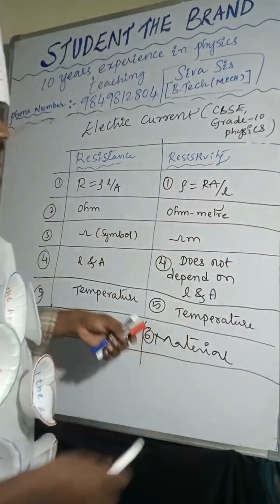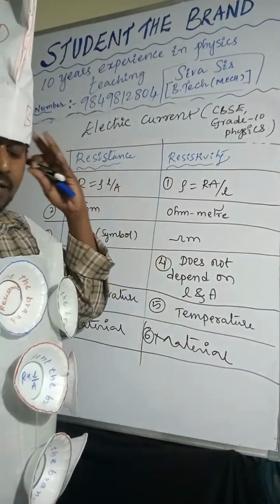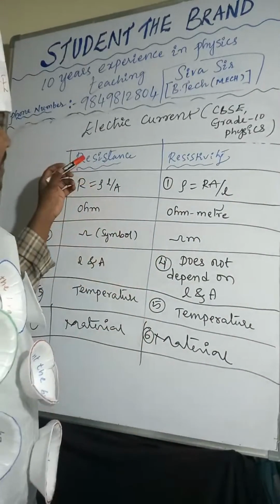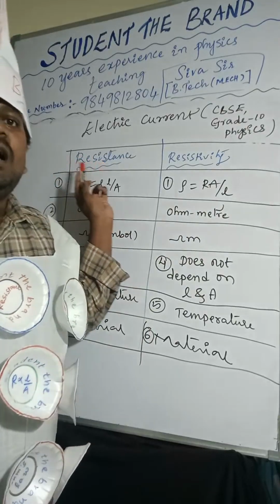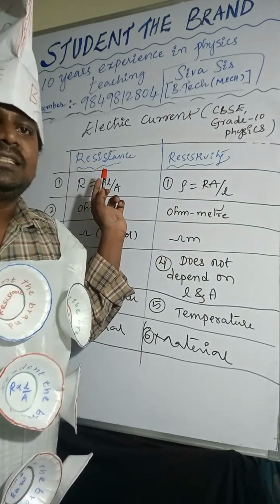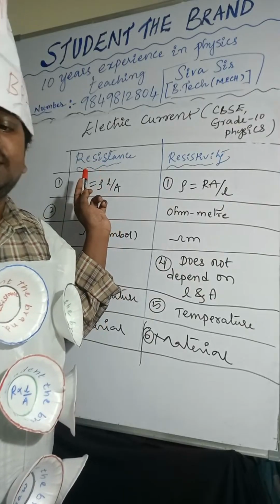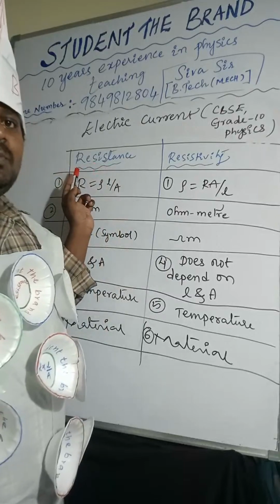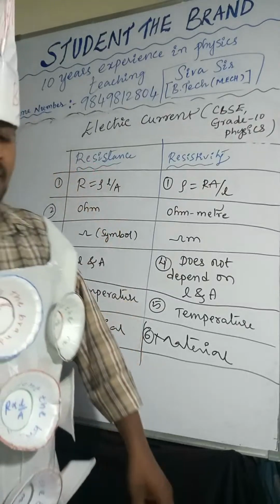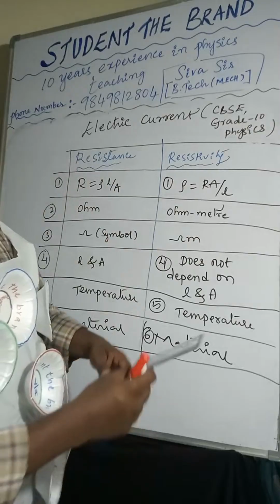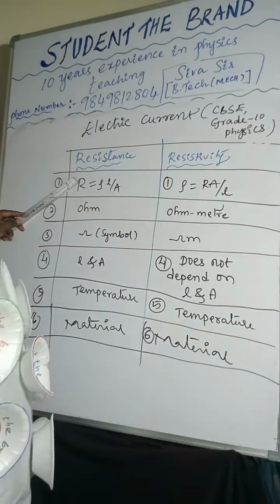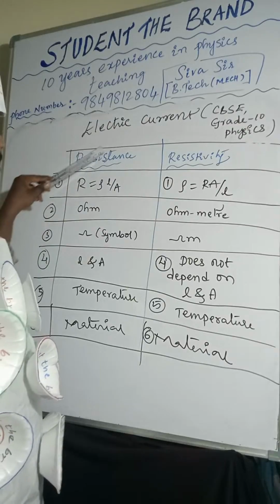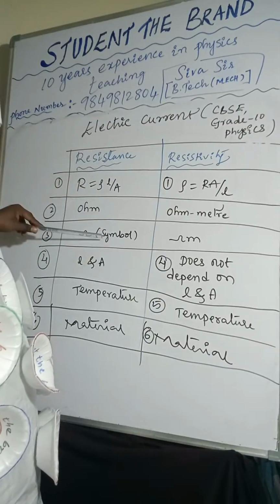So, the SI unit of resistance. What is resistance? Resistance is nothing but the phenomena of opposing the electric current, and the SI unit of resistance is ohm. The symbol of ohm is this one.